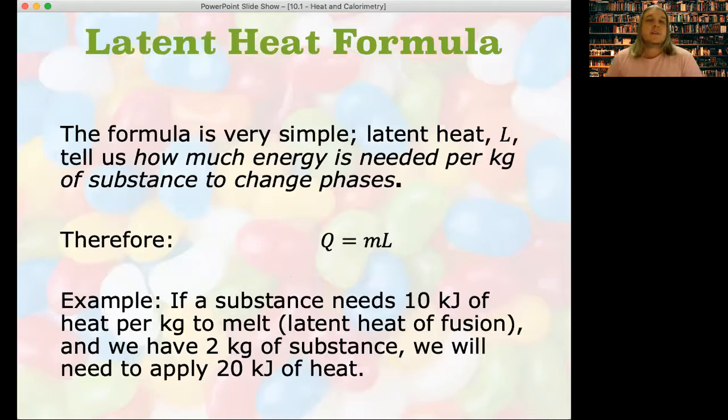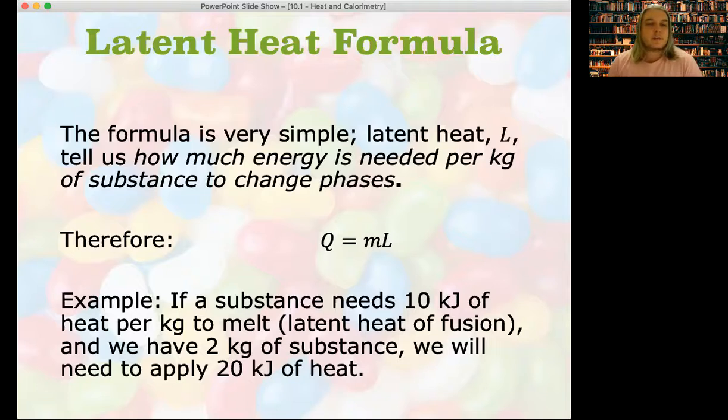The formula, as I said, is simpler. We've only got how much of the thing there is and how much energy it needs per kilogram. That's our whole formula. So the latent heat formula is just Q equals mL, the mass of the substance times the latent heat of whichever phase change you're doing. So we use the one formula, but you have to remember the different phase changes have different latent heats, fusion versus vaporization.